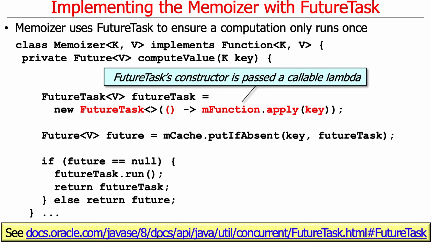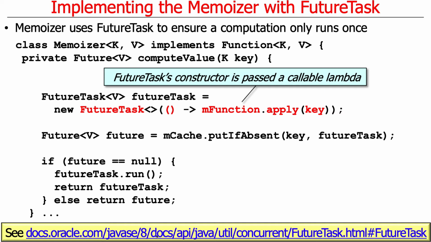And what this code does is it makes a future task, and it gives it a lambda expression, which will go ahead and apply the function, which is what we stashed away in the constructor, on the given key. Remember, this is being called because we don't have a value yet associated with that key. And so that's going to go ahead and call this method. Now, keep in mind, this method doesn't actually run at this point. This just gives it the code to be run down here.